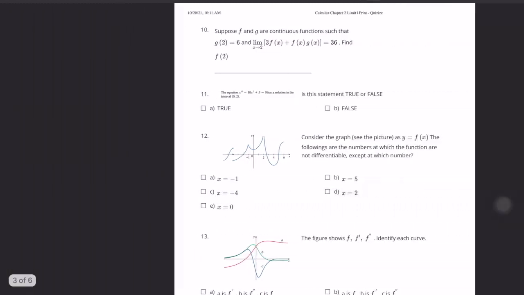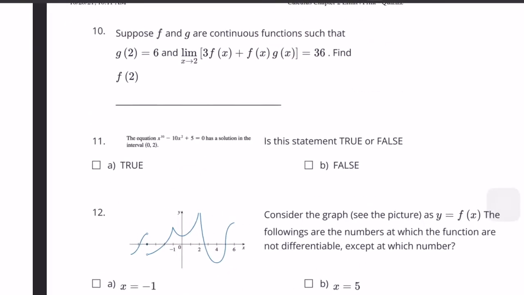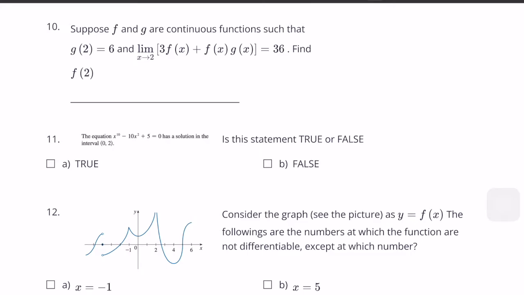Okay, next question. Okay, number 10, this is limit questions and some calculations here.